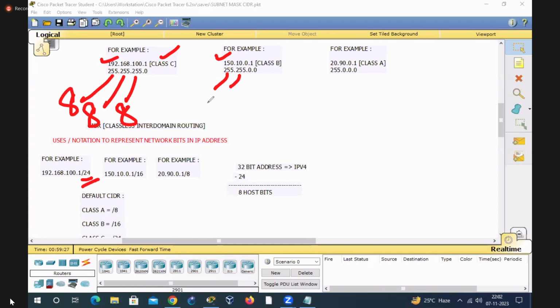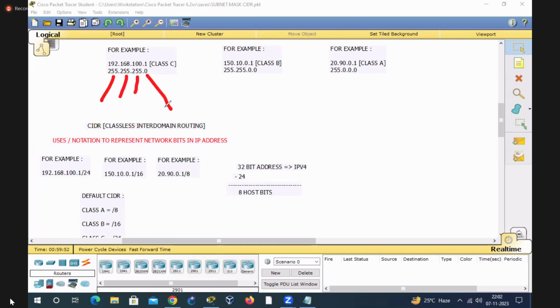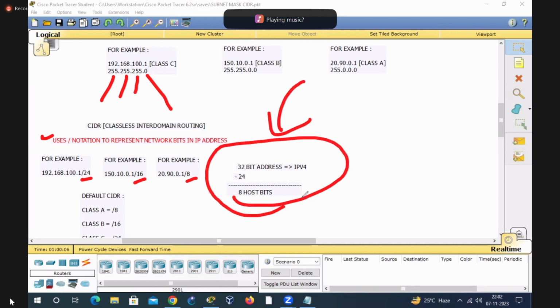Similarly, this one is 150, so 16 is network bits. 255, 255 is 8 plus 8, 16. And this is your 8, so that is your slash 8. So you only write network bits after the slash. Always when you are using CIDR, you have to write the number of network bits. You don't have to mention host bits. In the subnet mask we represent both network and host bits, but CIDR uses slash notation to represent only network bits, because host bits are automatically calculated based on a formula.